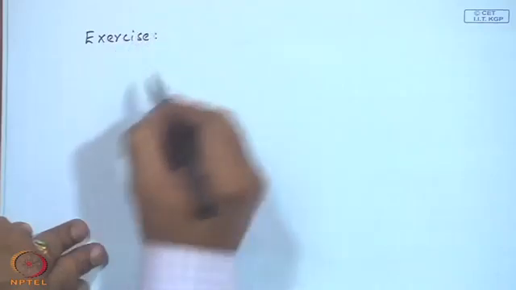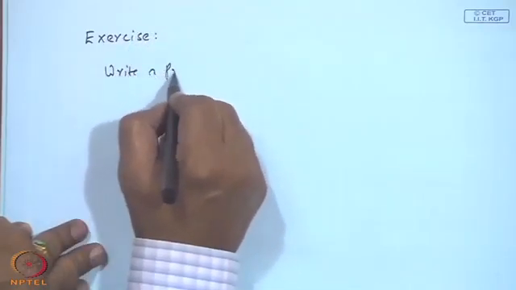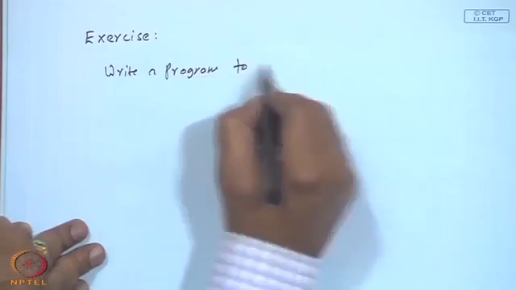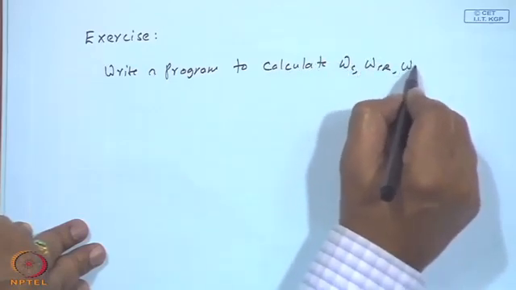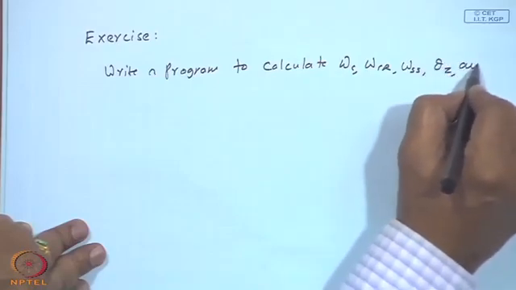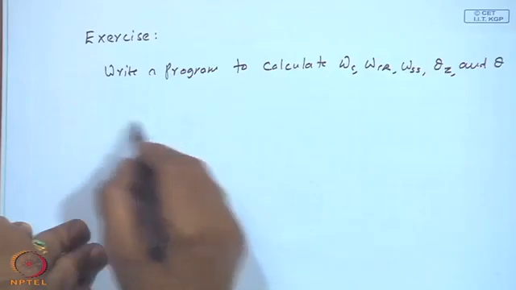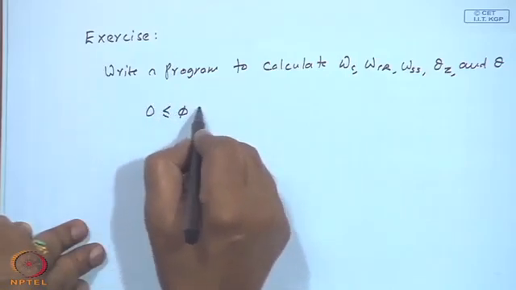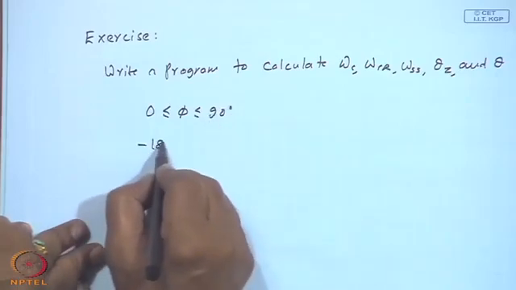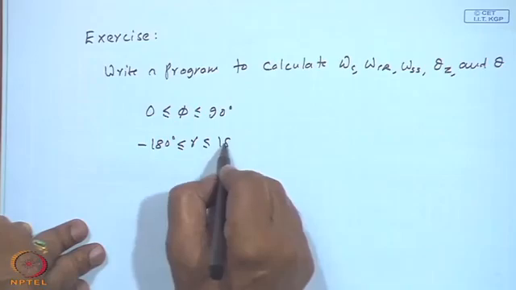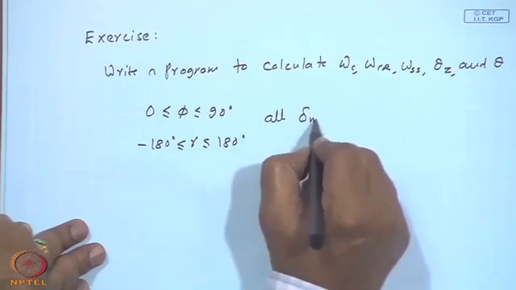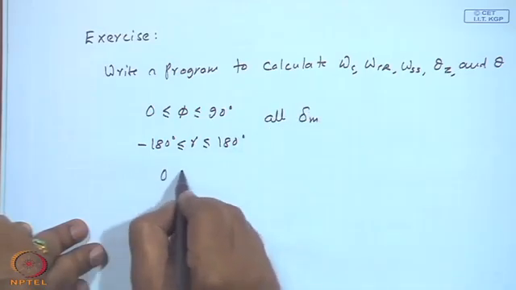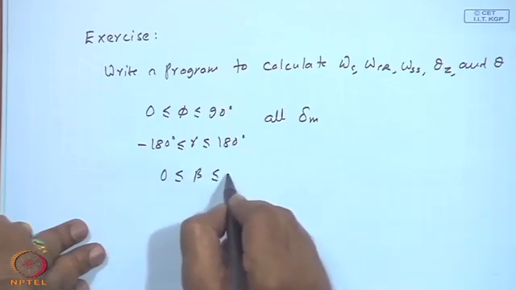Then I will leave it as an exercise: write a program to calculate omega s, omega sr, omega ss, theta z and theta, in the latitudes 0 less than or equal to phi less than or equal to 90 degrees and gamma from minus 180 to plus 180, and you can take all 12 months of delta m, then 0 less than or equal to beta less than or equal to 90 degrees.